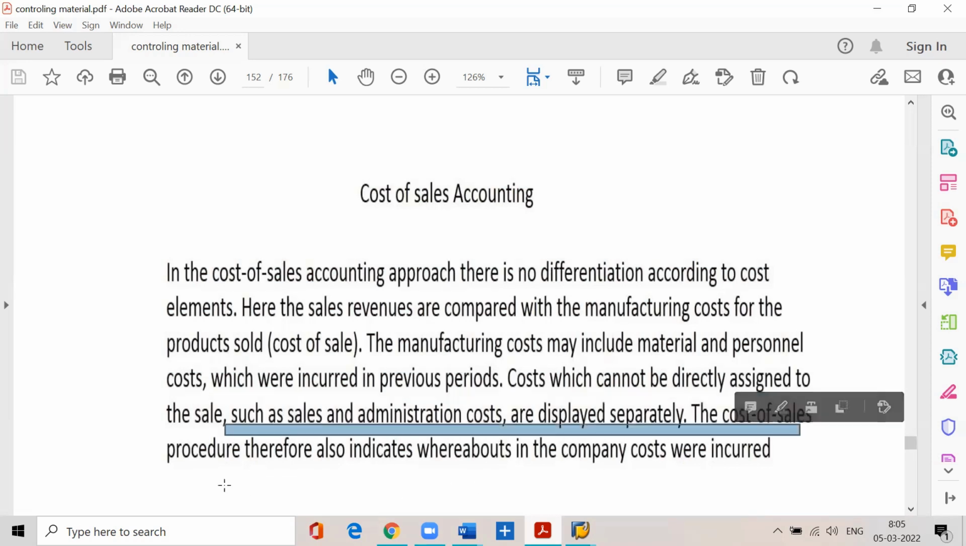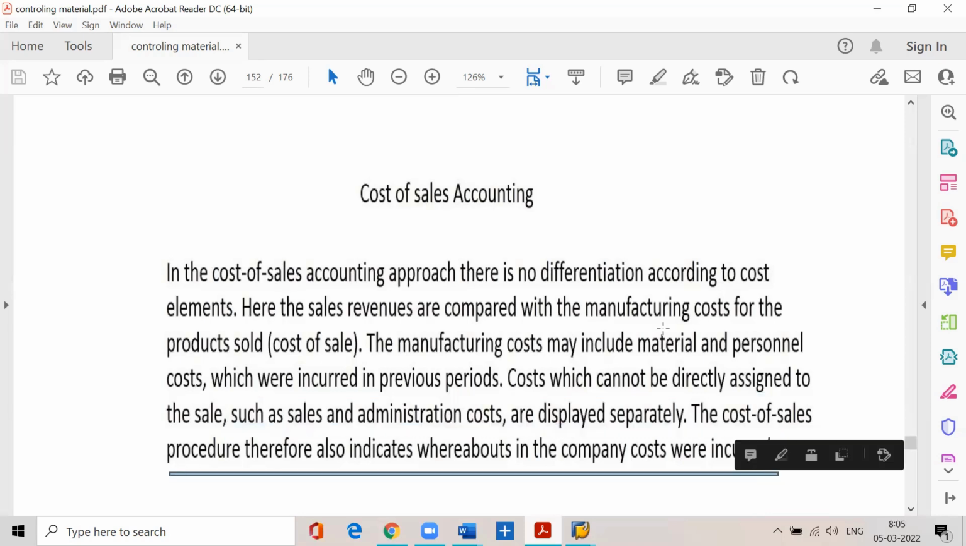The cost of sales procedure, therefore, also indicates where in the company costs are incurred. That means here, cost of production or cost of goods manufactured. What is cost of goods manufactured? Direct material cost, direct labor cost, factory overheads, administration overheads. This is cost of goods manufactured.